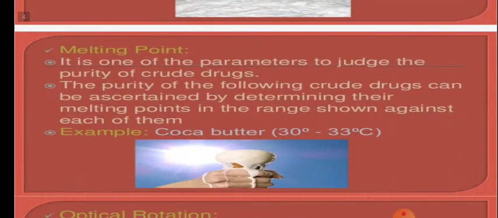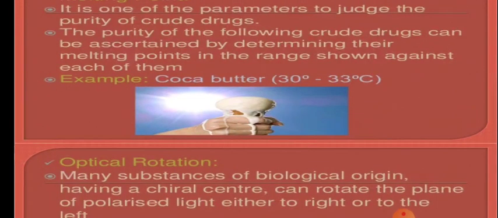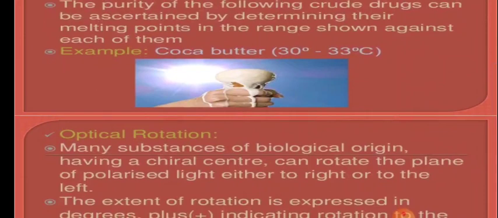Then melting point. It is one of the parameters to judge the purity of the crude drug. The purity of the crude drug can be ascertained by determining its melting point in the range shown against each of them. For example, cocoa butter melts at 30 to 33 degrees Celsius.